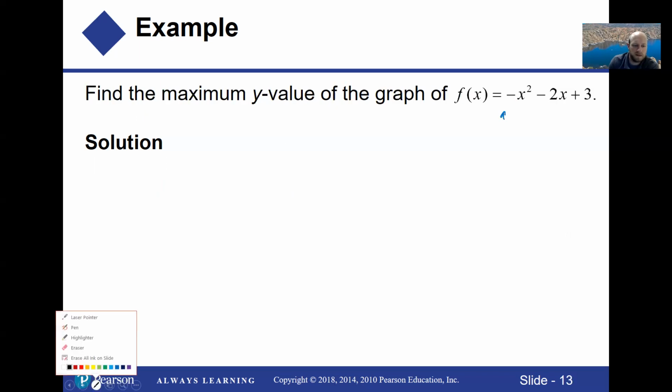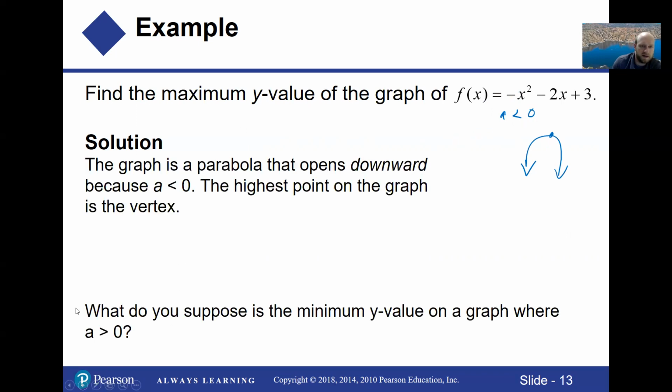You guys saw some of the wording that I wanted here, but a is less than 0. So I know that it has to open downward, which means it has to look something like this. And the maximum value is always at the vertex. So what is the maximum value? If it opens downward because a is less than 0, it's the highest point on the graph, the vertex. Let's go ahead and find what that is.